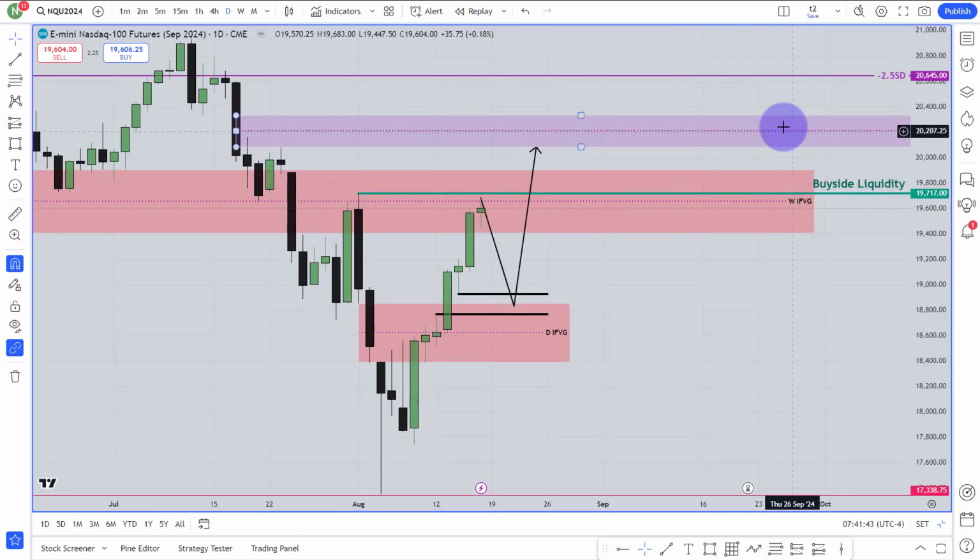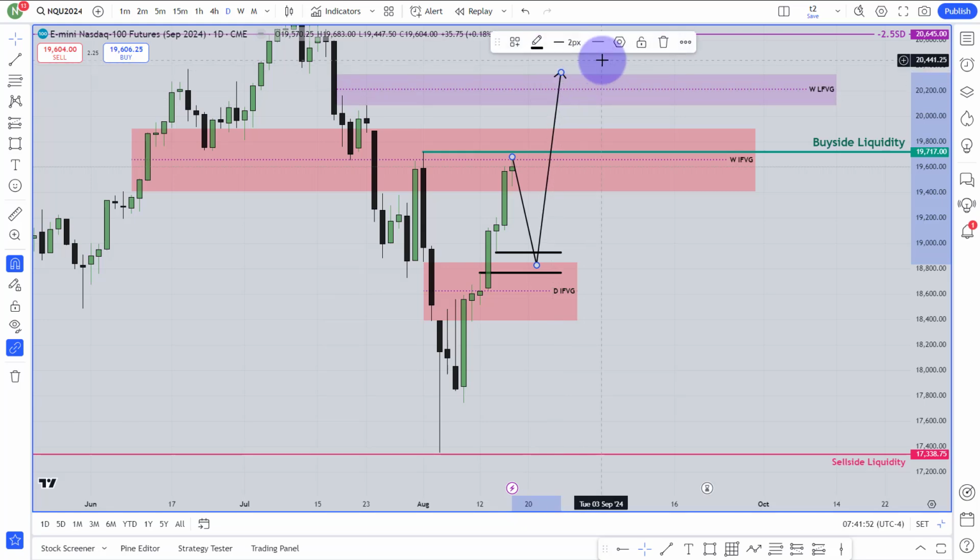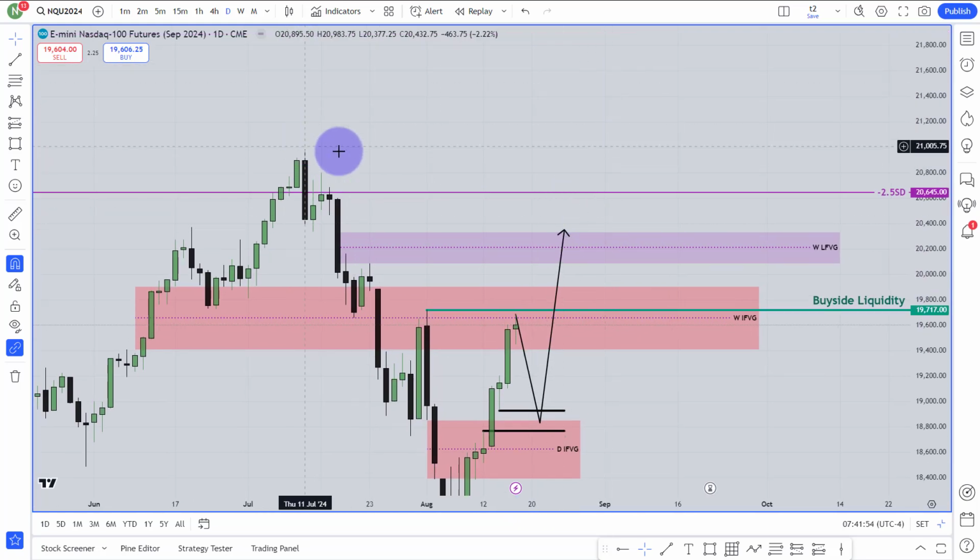So I really don't want to mark that on. I would love to keep this weekly last fair value gap, and I don't want to see the market trade above the low of this last fair value gap. If it can close this last fair value gap, yeah, then I'm extremely bullish until the all-time high.